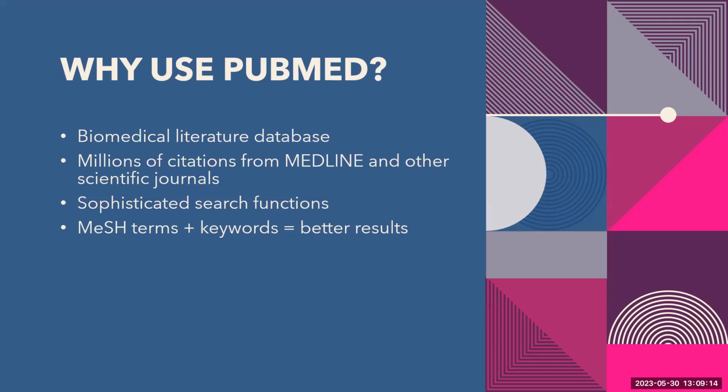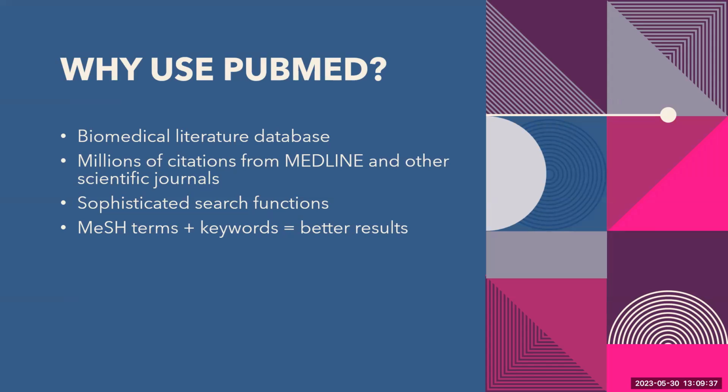Another good reason to use PubMed is it has very sophisticated search functions. You can also link to articles in something like Google Scholar. There is a lot of overlap between PubMed and Google Scholar, but as far as searching, PubMed is light years ahead of what you can do in Google Scholar.